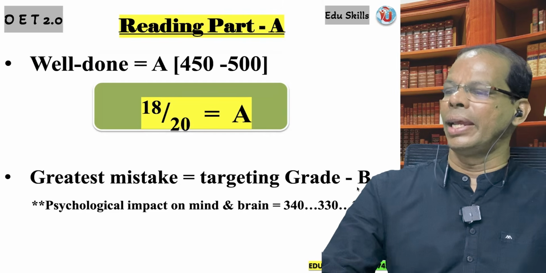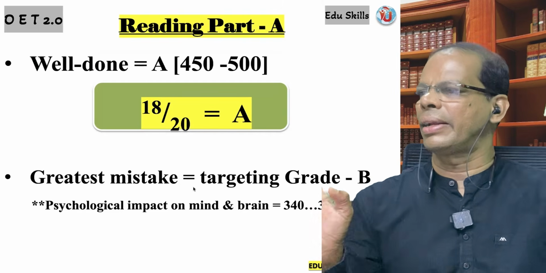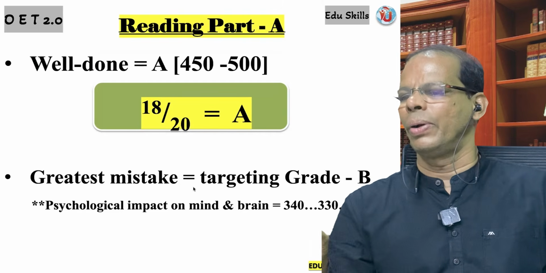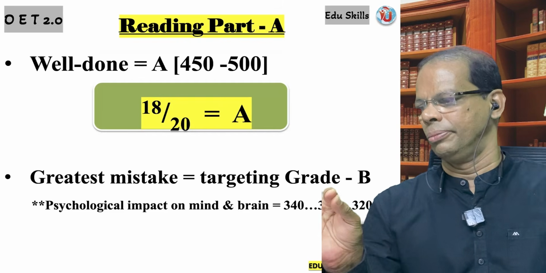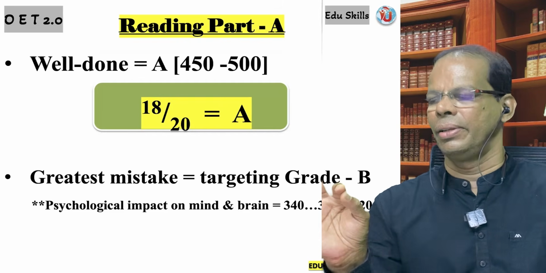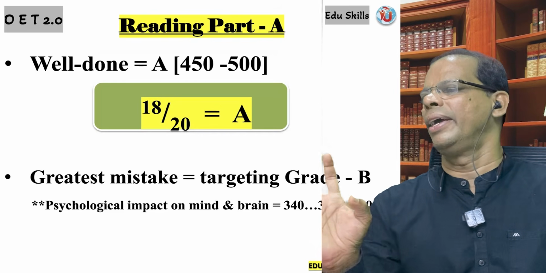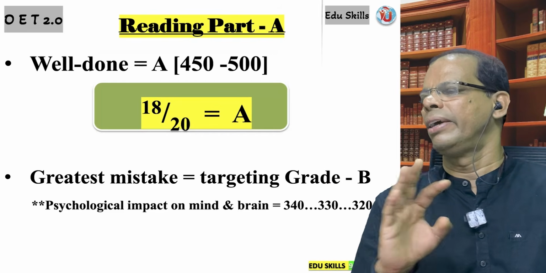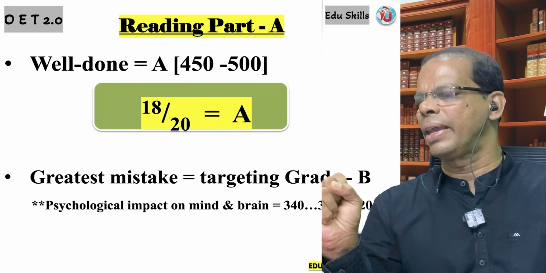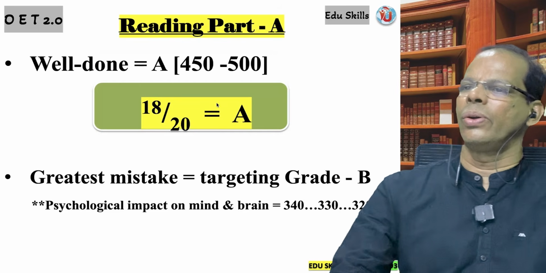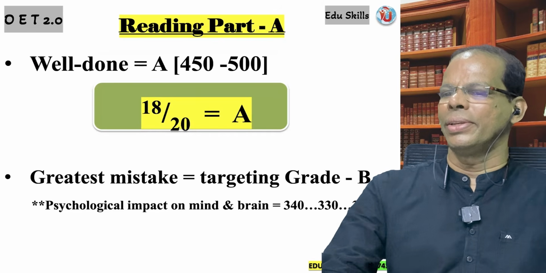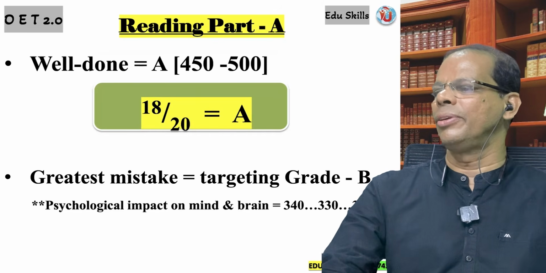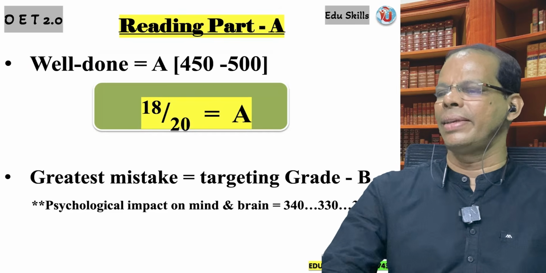The greatest mistake is targeting grade B. This is the reason: the psychological impact on mind and brain, you get 340, 330, 320, 310. Because your mind will be satisfied by getting 30 right, you say, okay, I am competent, I can write. Then you will never improve. I tell you, this is the biggest hurdle people face. That's why I always tell you to target grade A or more, A or A plus. Whatever you practice, however you practice, if you target B you end up with 340 or 330 or 320.